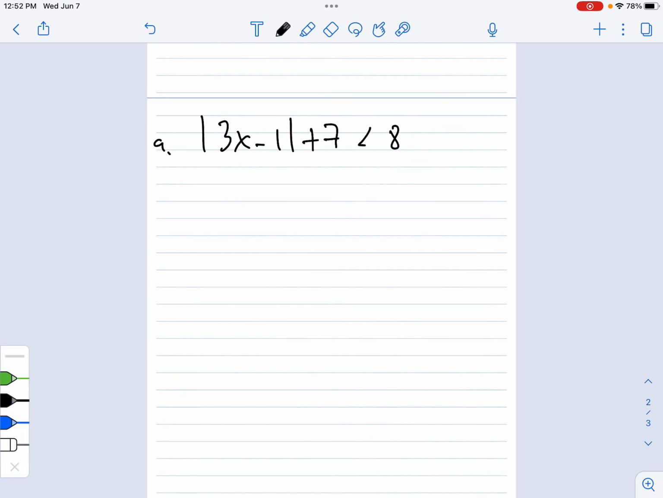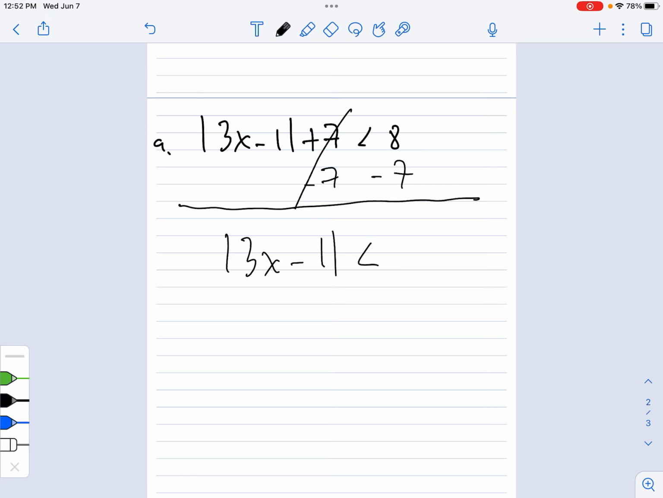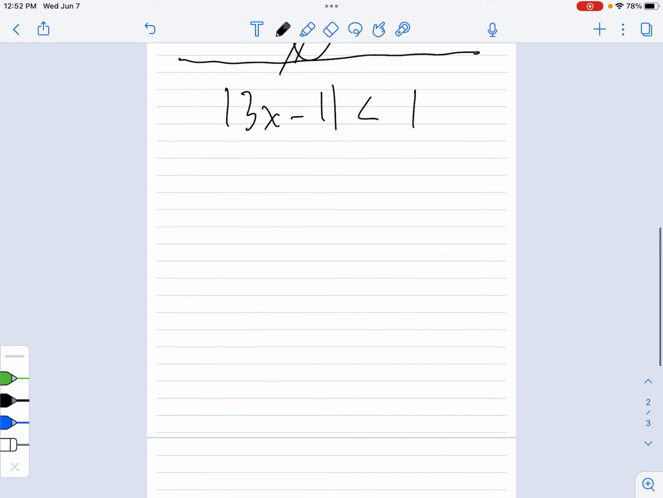So the first thing you want to do is isolate the absolute value here. The 7 is in the way, so I'm going to subtract that from both sides. Again, I want the absolute value to be by itself, which means subtract 7 from both sides. Then 7 minus 7 over here just cancels, and 8 minus 7 on the right hand side of the inequality is just 1.